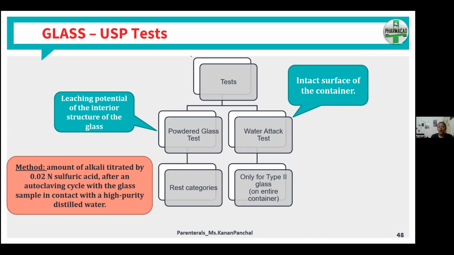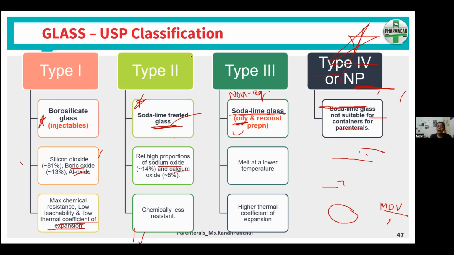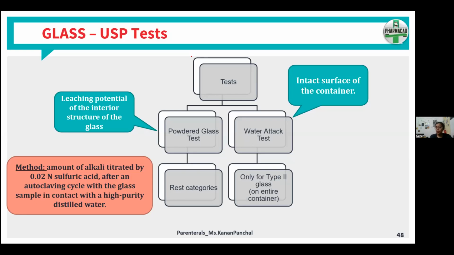Then accordingly, which glass it is, you need to test that as well, and that becomes important, right? So accordingly, you have different tests, and these all are given by USP. Even this classification was based on US Pharmacopoeia. Okay. So you have two major tests. You have a powdered glass test, and even this is important, all right? You have powdered glass test and you have water attack test.